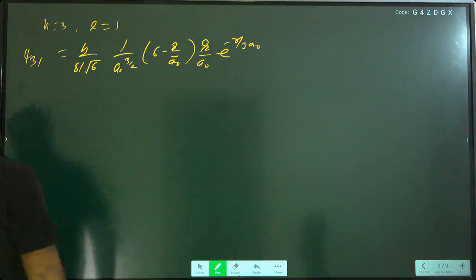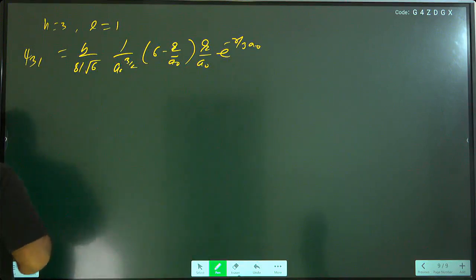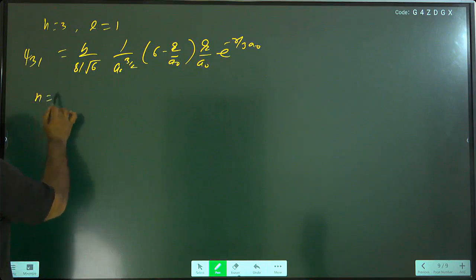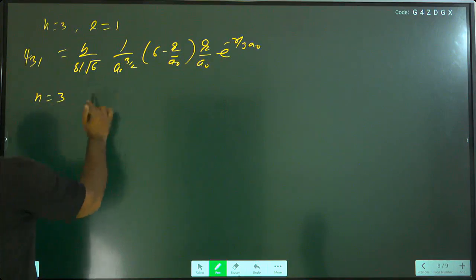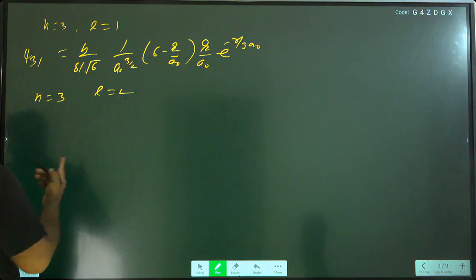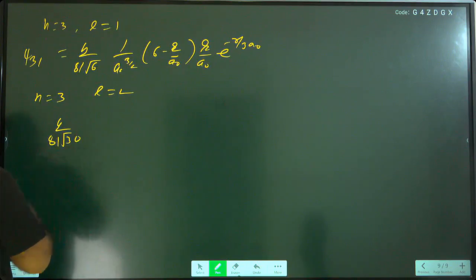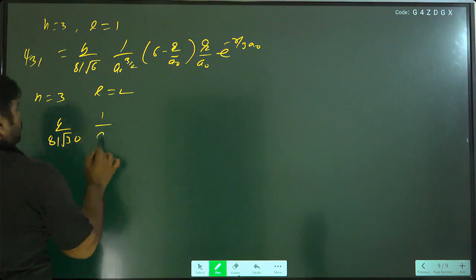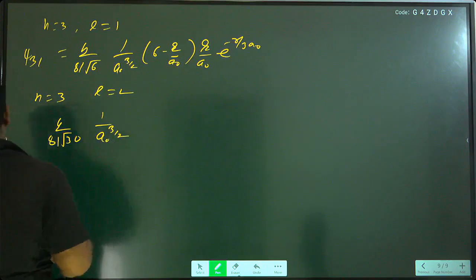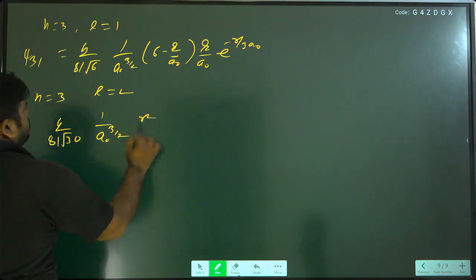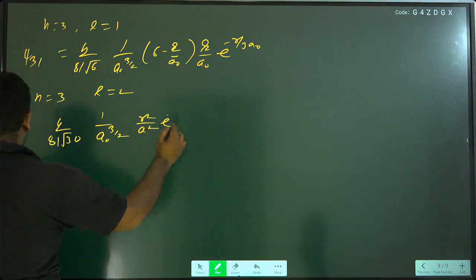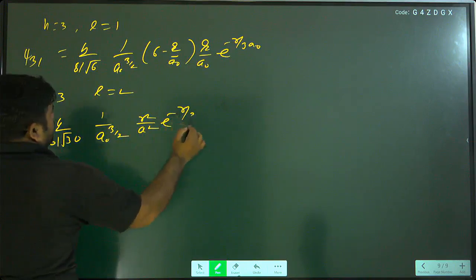We will solve these values properly using formulas, does that make sense? Next 3 2, n is equal to 3, l is equal to 2. How these values come, we will see later. Then this is equal to 4 upon 81 root 30 into 1 upon a naught to the power 3 by 2 into r square upon a square into e to the power minus r upon 3 a naught.